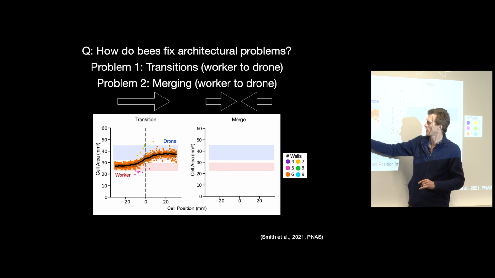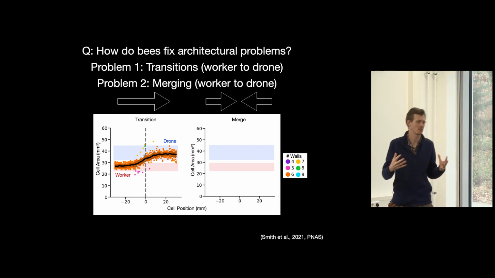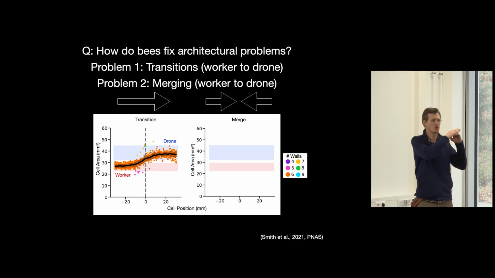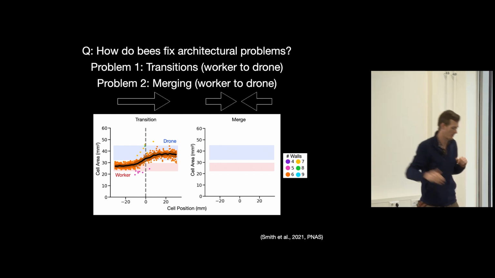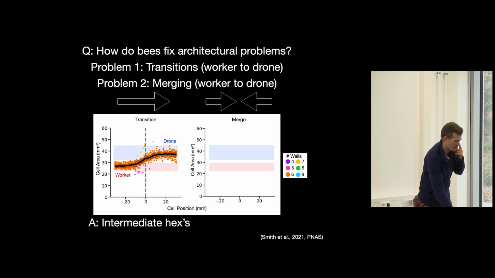You see a couple that are different colors. That means that they have different numbers of walls. So they're these non-hexagonal cells. But for the most part, they're just going through this really smooth transition from one to the other. So those are the intermediate hexagons.